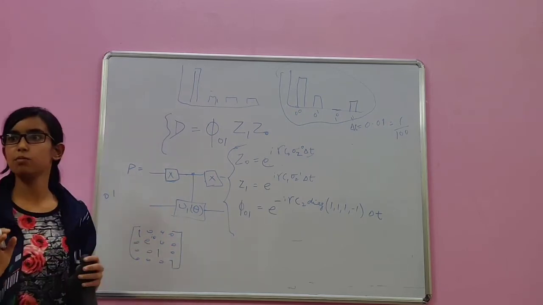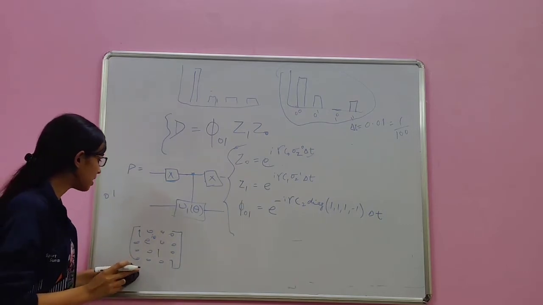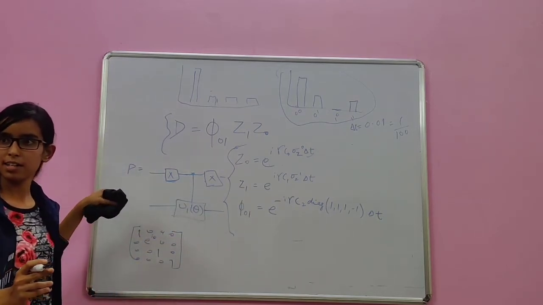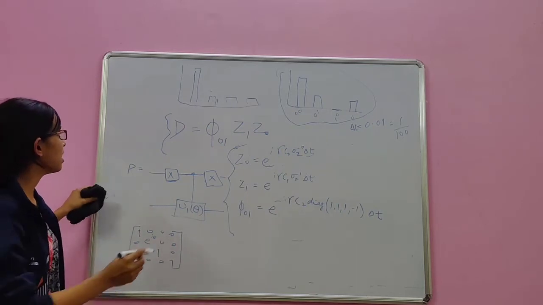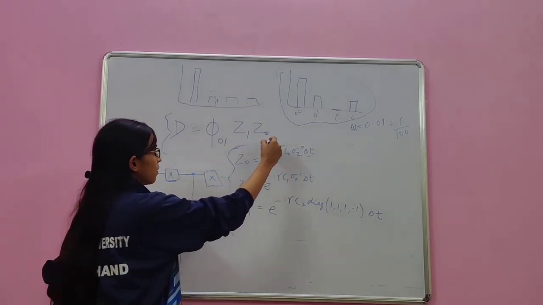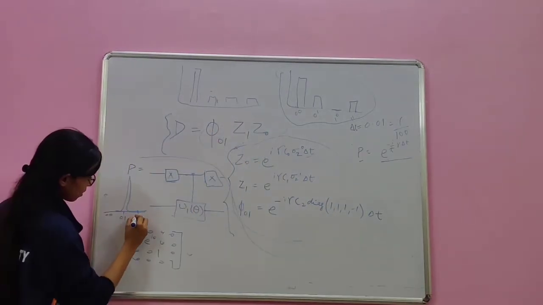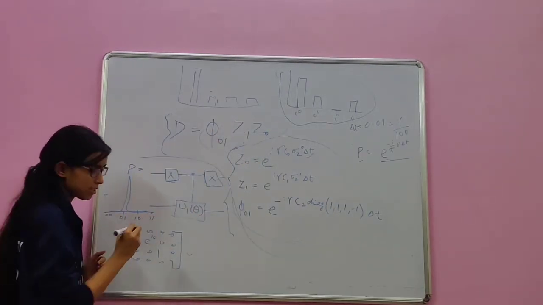We got a diagonal matrix. Using this matrix, we constructed the gate for potential energy. Similarly, we obtained the matrix for this also, for the 0 1 state, the 1 0 state, and the 1 1 state.